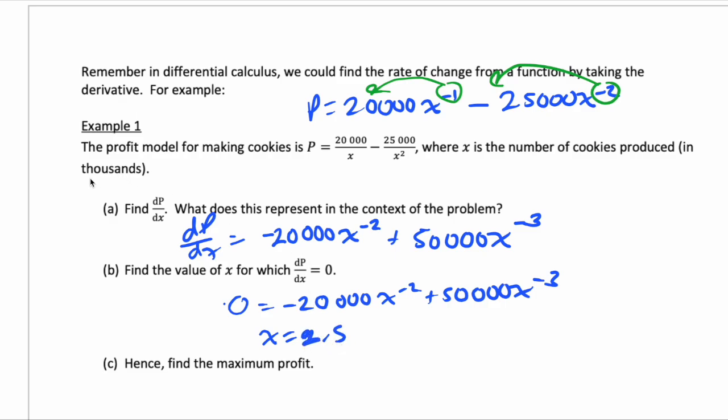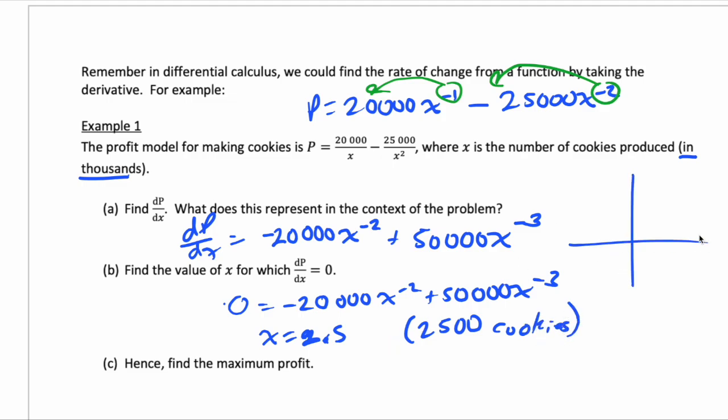Okay, in this question, the x is the number of cookies in thousands, so that's actually 2,500 cookies, which makes more sense than 2.5. We can show a small sketch if you want to show your work for that.